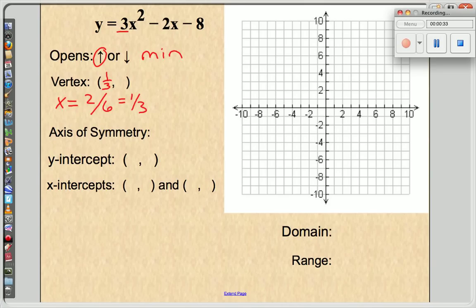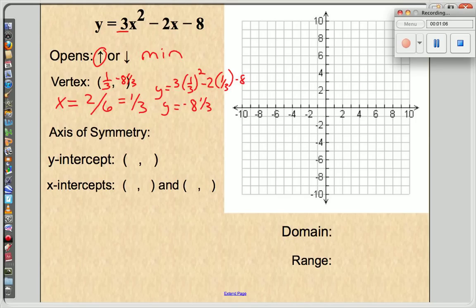To get my y value, I am going to plug in, so 3 times 1/3 squared, make sure you do that right in your calculator, minus 2 times 1/3 minus 8. And if I do all of that in my calculator right now, I end up with -8 and 1/3. Okay? So you should pause it and make sure you could actually get that in your calculator. So my vertex is 1/3, -8 and 1/3.